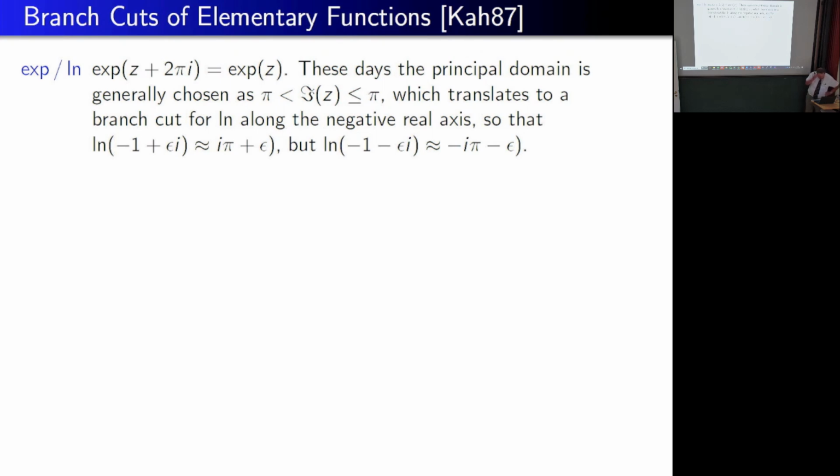So if we look at the elementary functions, exponential is a many-to-one function. So its inverse, log, would be one to many, so we need to do something about it. And these days, the traditional interpretation is you choose your branch cut along the negative real axis.